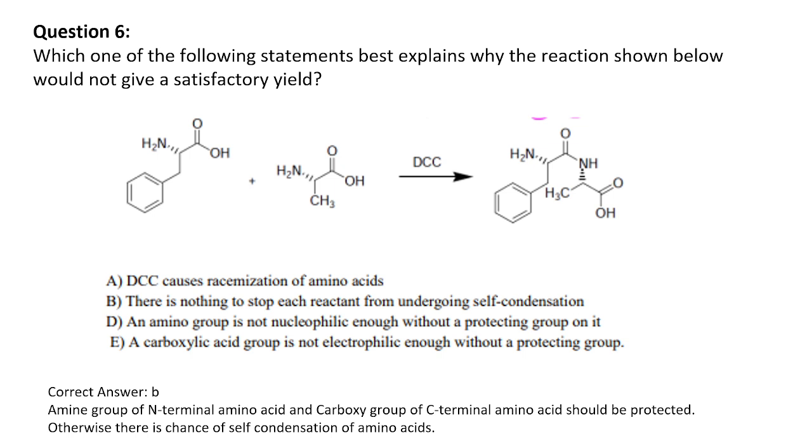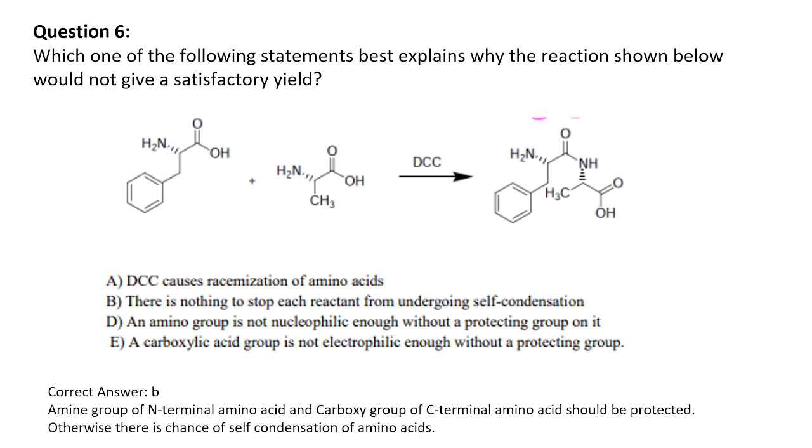The reason behind it could be there are two amines and two carboxylases. If we mix all together, there will be random coupling. So the desired amino acids, the desired peptide sequence, will have a very poor yield.